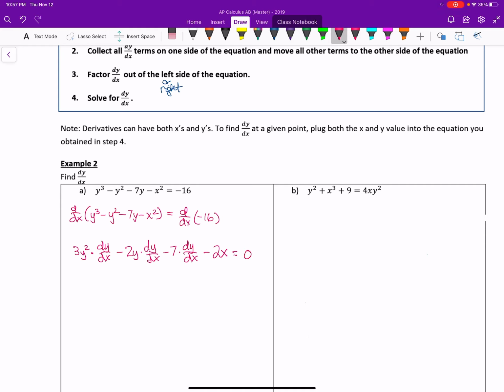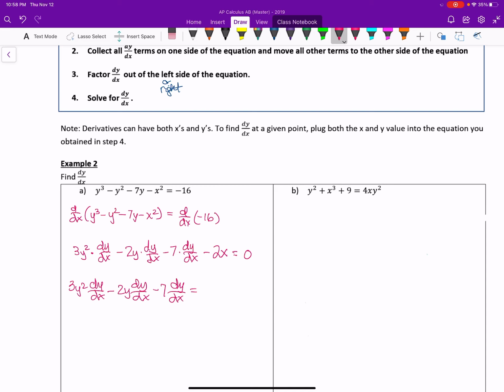On the other side of the equal sign, I'm taking the derivative of a constant, which is 0. One of the most common mistakes here, by the way, is to write negative 16. For some reason, people don't set that equal to 0. Now the key is that every term that has dy dx, we're going to either leave to the left or move to the right. It doesn't really matter. In this case, they're already on the left-hand side. So dy dx minus 2y dy dx minus 7 dy dx.